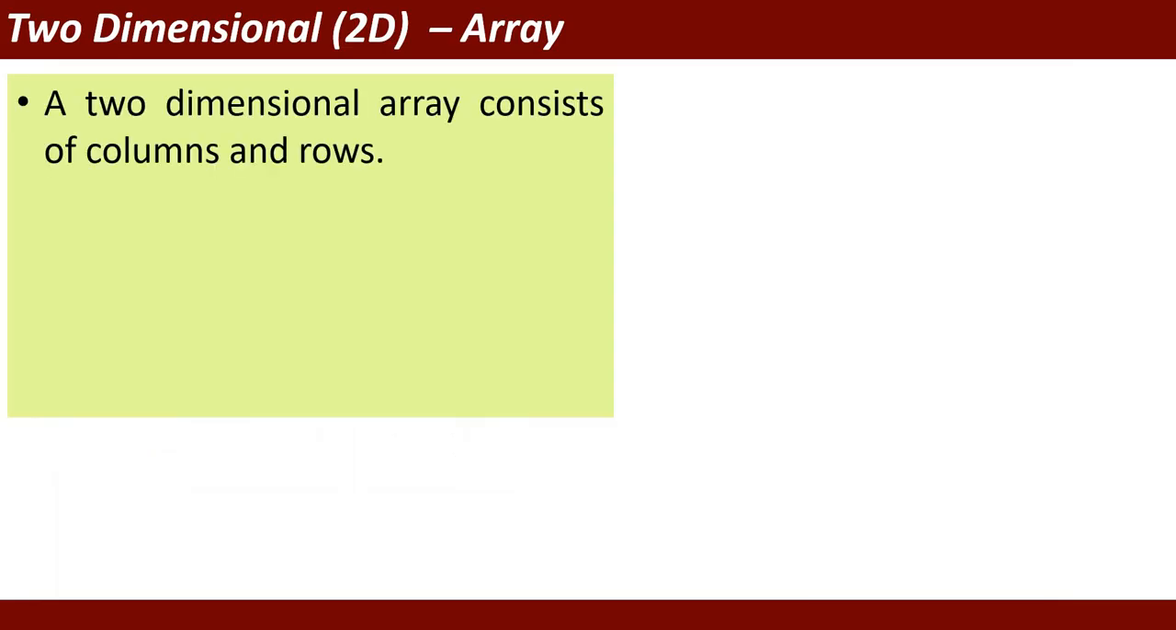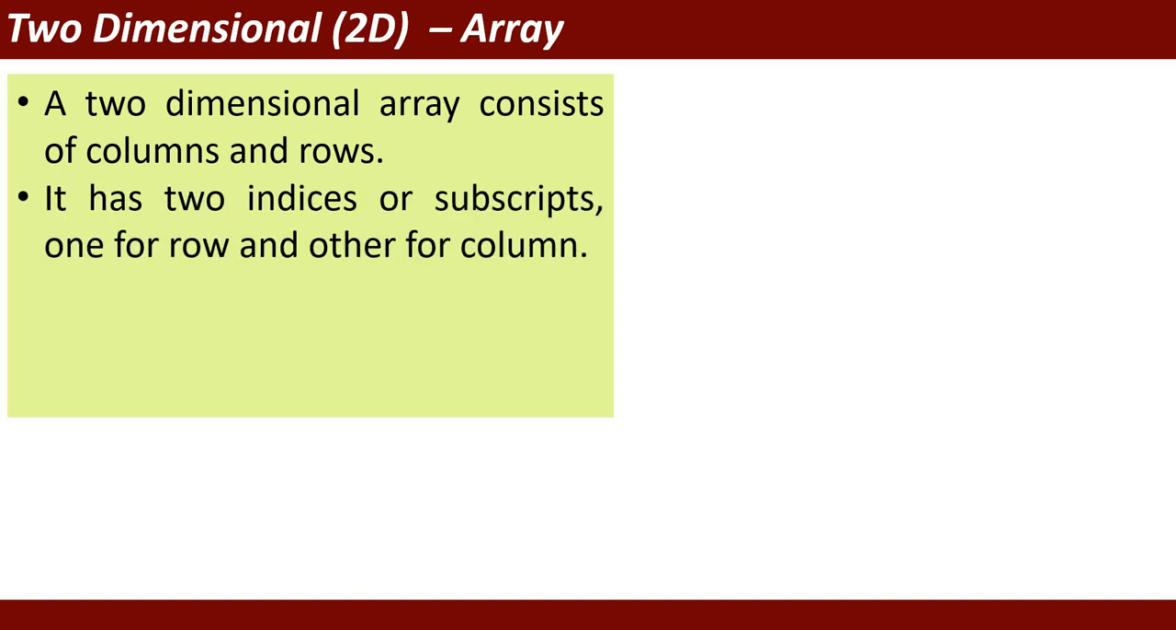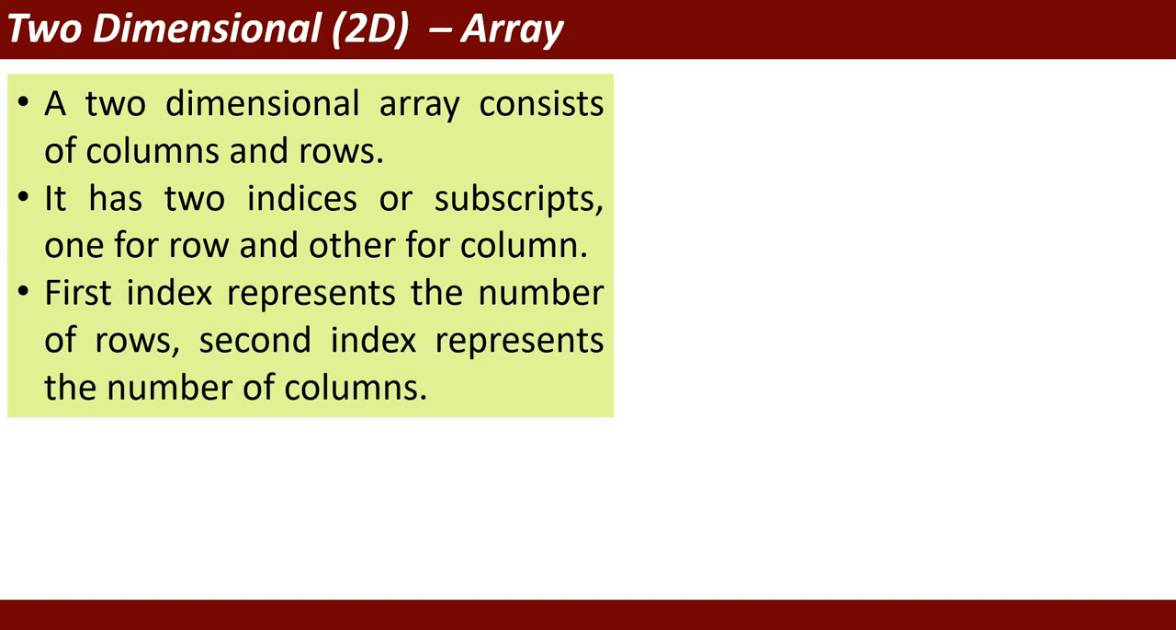A two-dimensional array consists of columns and rows. It has two indices or subscripts, one for row and the other for column. The first index represents the number of rows and the second index represents the number of columns.